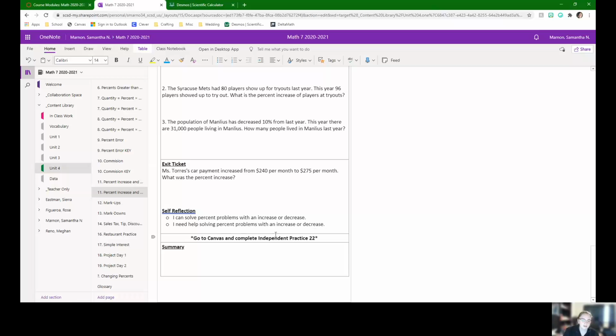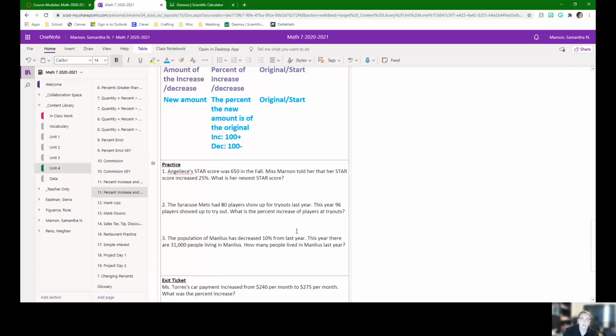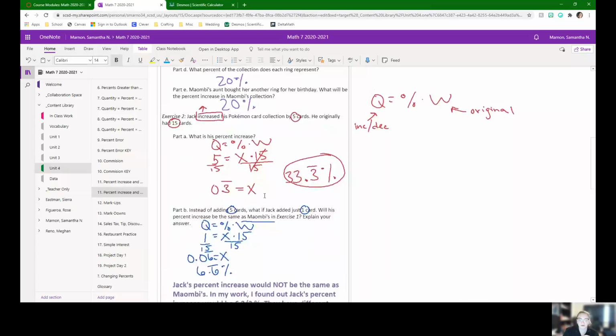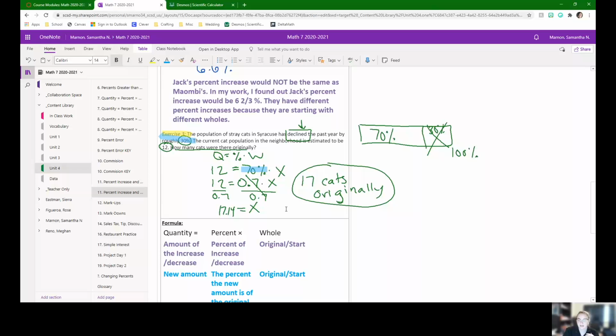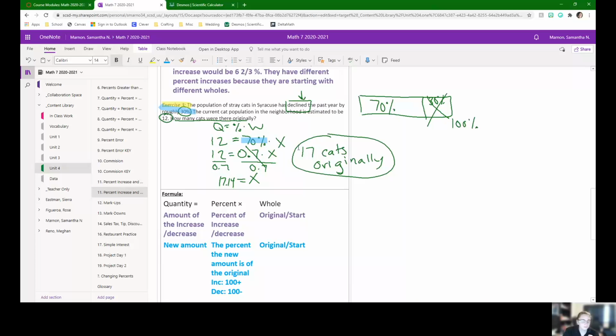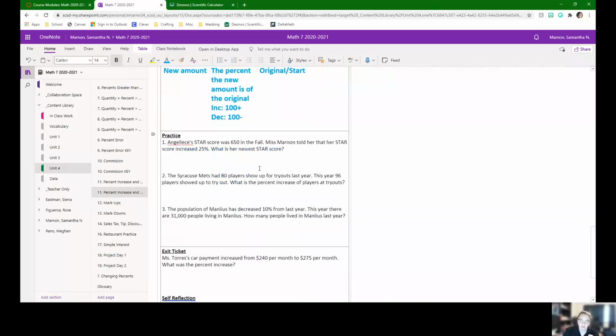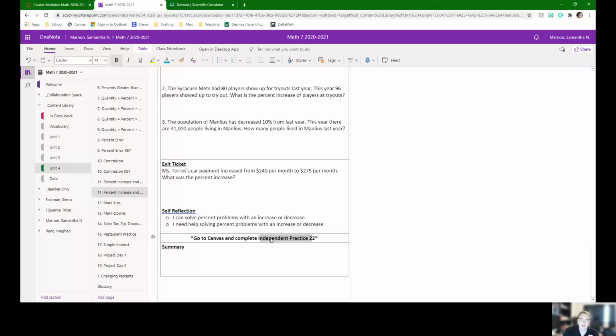When you're done with this, you have an independent practice 22. Now you might get questions that are like the easier percent increase. What's the percent? But you also might get questions that are more like this exercise 3. So if you do have problems with those, again, make sure you're talking to your teacher. But when you're done with your independent practice 22, you're all done with this lesson on percent increase and decrease, and we'll start talking about markups and markdowns next week.